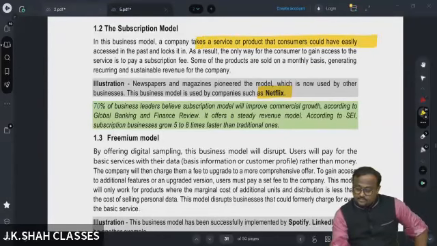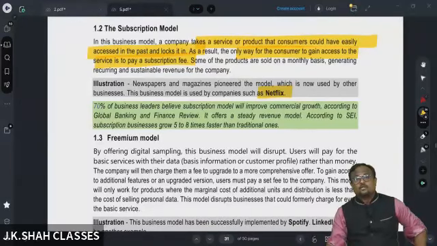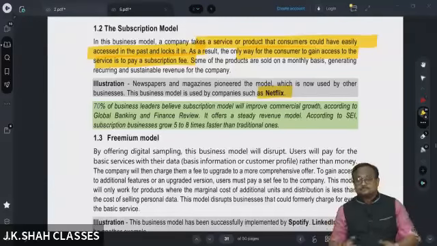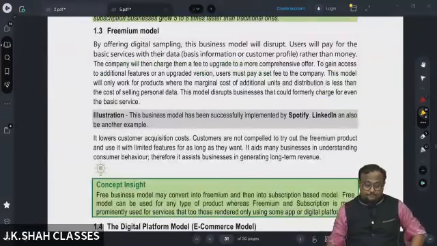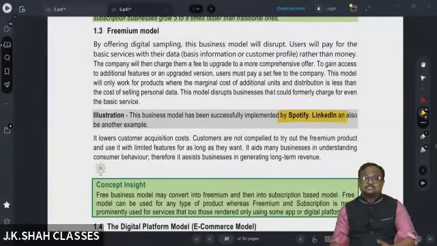See, the company takes a service that the customer could have easily accessed in the past and locks it in. As a result, one way for the customer to gain access is to pay the subscription fee. Some of the products are sold on a monthly basis, generating recurring and sustainable revenue for the company. I gave you the example of Netflix and Prime Video. Freemium. See the example, we just discussed it.